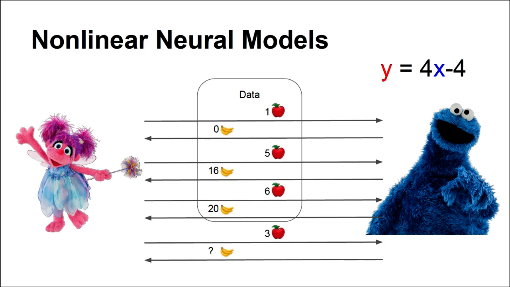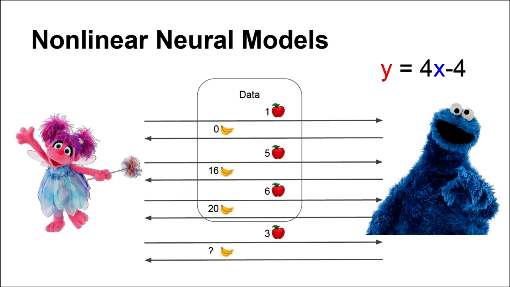Basically, the function y equals 4x minus 4 is linear. So the more apples you give, the more you will receive. And if it's inversely proportional, the more apples you give, the less you will receive. But it's going to be proportional in some way to your input. But the problem is that most of the phenomena that happen in real life, they don't tend to be linear.